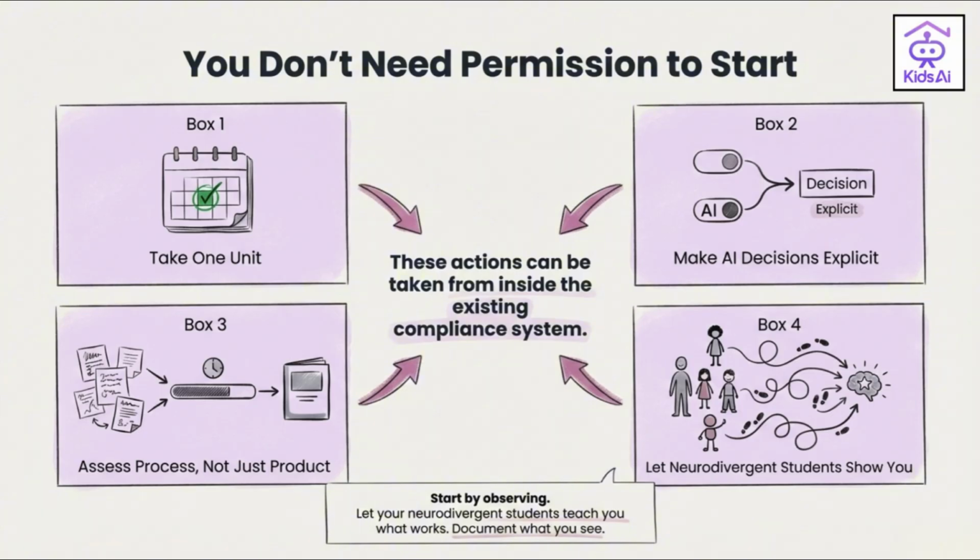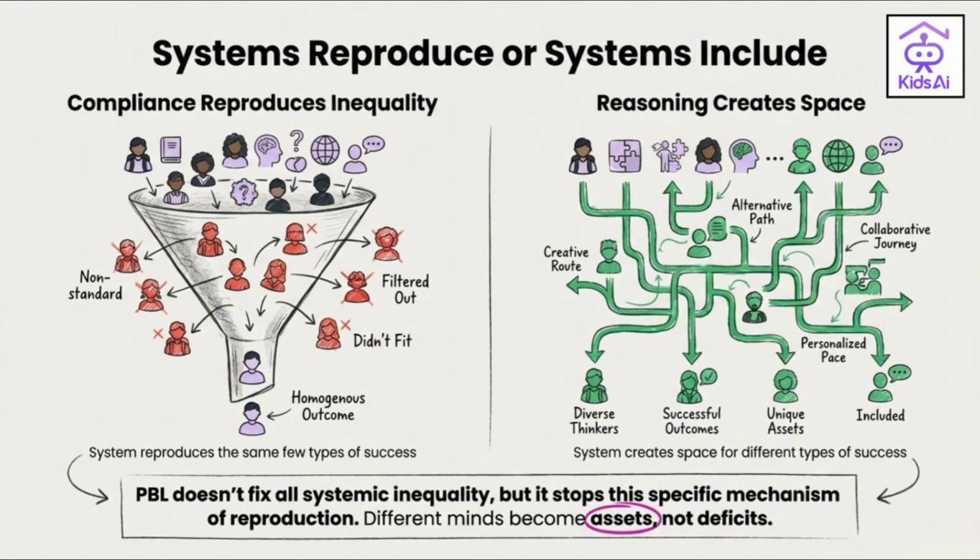So, why neurodivergent students? They'll tell you immediately if the system doesn't work. They can't mask it as well as neurotypical students, who often perform compliance even when disengaged. So their feedback is honest and immediate. Let's look at 2 systemic outcomes.